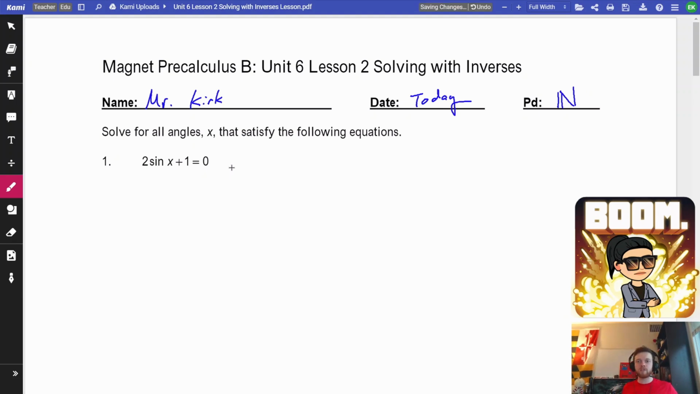All right, so we are going to solve with inverses. We got a Mrs. Contreras that is frozen in time above us, but boom, she's here to support us. Hopefully she'll be back with us soon.